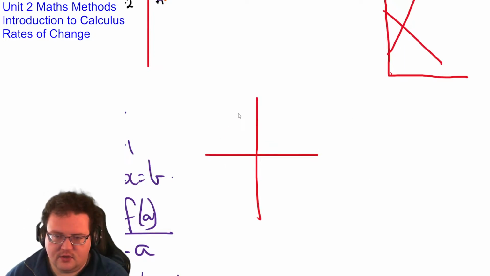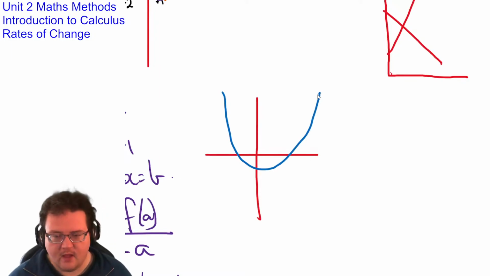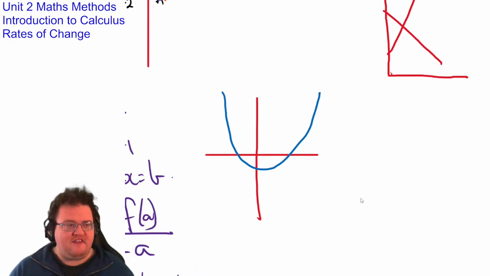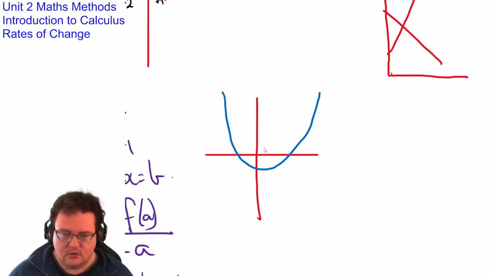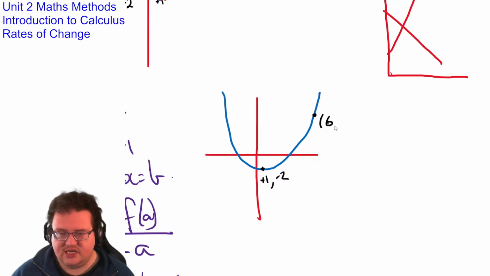So let's do something simple. Let's do a parabola. If I wanted to talk about the average rate of change between the turning point, which we're going to say is at (1, -2), and I wanted to find the gradient between this point here, which we're going to say is (6, 4), and I wanted to find the gradient between those 2 points.